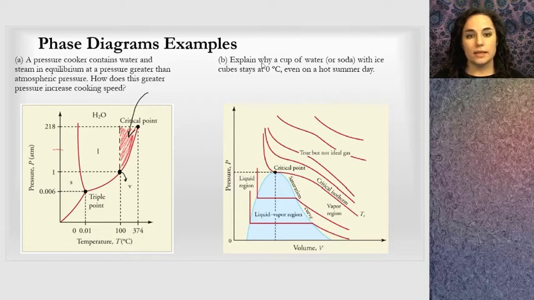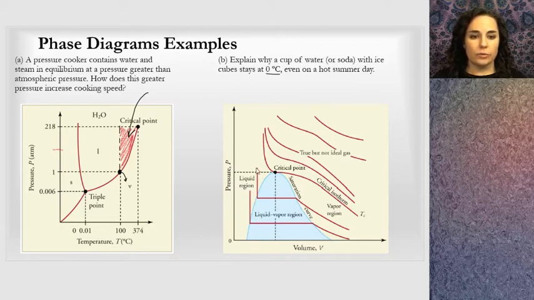Part B says, explain why a cup of water or soda with ice cubes stays at 0 degrees even on a hot summer day. So this has to do with an isotherm, and I'm going to bring you back to the feature of the graph here where I have the liquid vapor region.